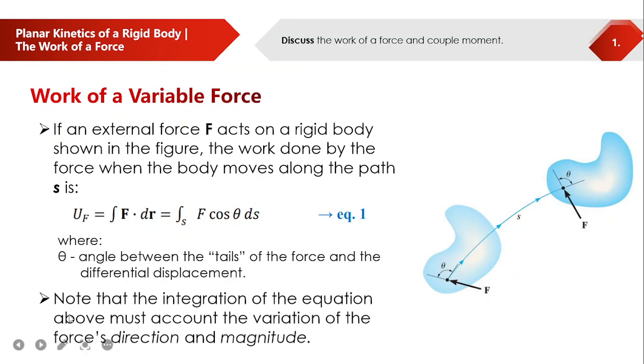Okay? So note that the integration of the equation above must account for the variation of the force's direction and magnitude. So again, kailangan natin i-account yung direction. So if opposite yung dalawa, negative. Now, if sila collinear, then positive. So kailangan din na-account natin yung direction at magnitude niya, lalo na sa magnitude. I-note natin na yung direction niya if your work is negative or positive.